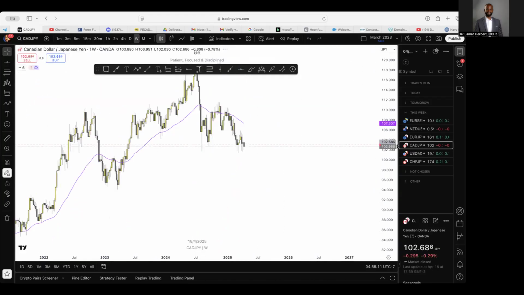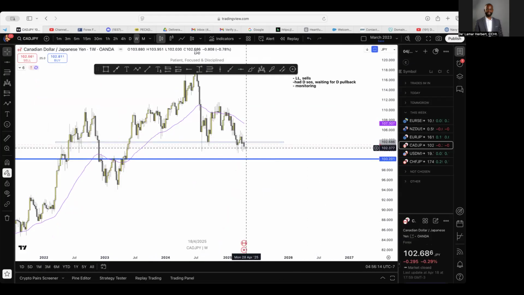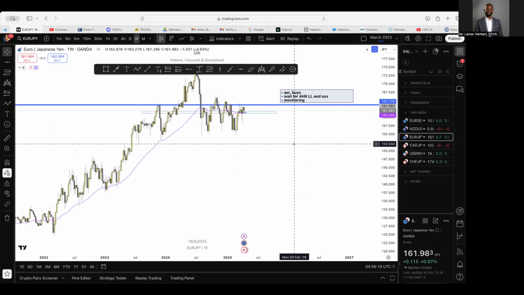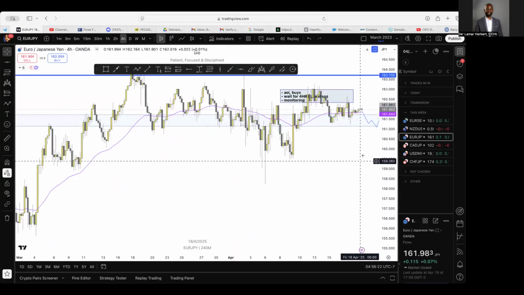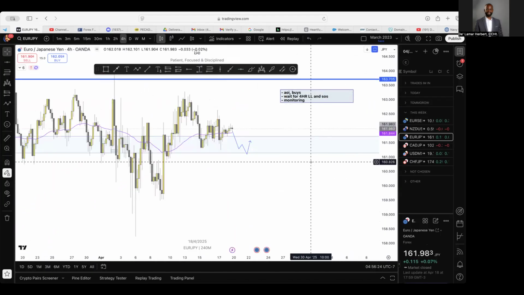CAD JPY. Okay, so for CAD JPY, we had that shift to structure on the daily. Now we're just looking for a pullback. Euro JPY. We're now looking for a 4 hour lower low. Currently, we're looking for buys right now.